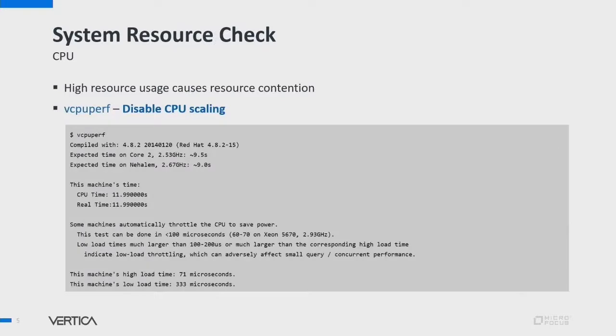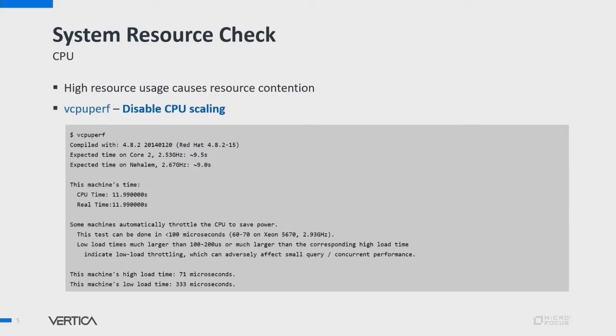Vertica provides tools VCPUPerf, VIOPerf, and VNetPerf to check the performance and throughput of system resources. It is recommended to run these tools on all nodes on initial cluster setup and every time you add nodes or subclusters to an existing cluster.